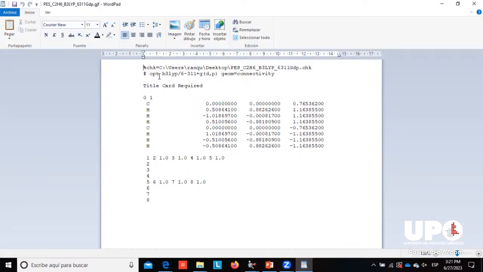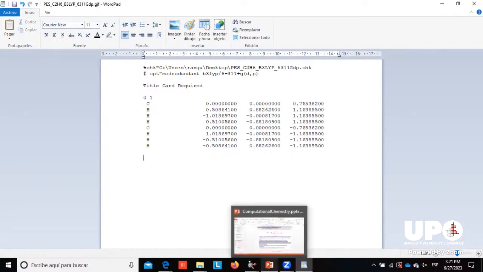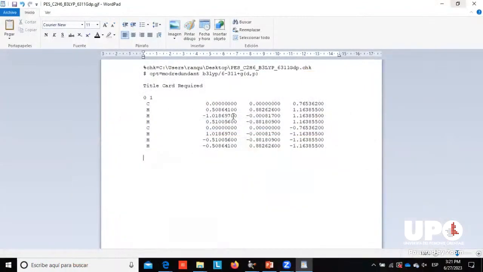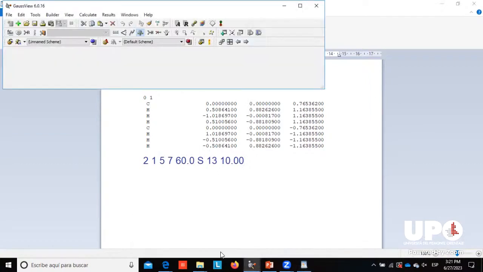So I'm just going to modify slightly this input file, writing OPT equal ModRedundant, if I remember well. And then I will delete geom equal connectivity so that I can delete also the section here on the bottom, which is not needed. And then I have, I think in the presentation, the instruction, maybe I have to check this. But anyway, we should paste here this instruction, doesn't matter.